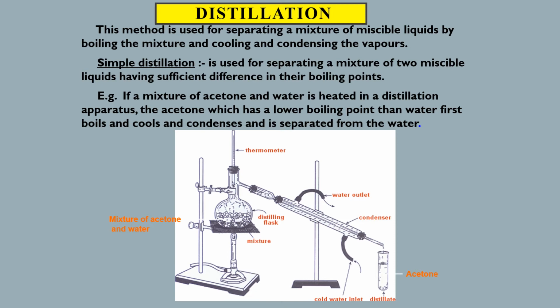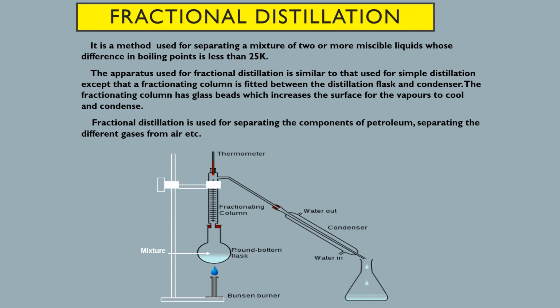Now let us look into what is fractional distillation. Fractional distillation is a method used for separating a mixture of two or more miscible liquids whose difference in boiling point is less than 25 Kelvin. In this, the apparatus contains a fractional distillation column, and the column is designed in such a way that fractions of the material get separated out depending on their boiling points.